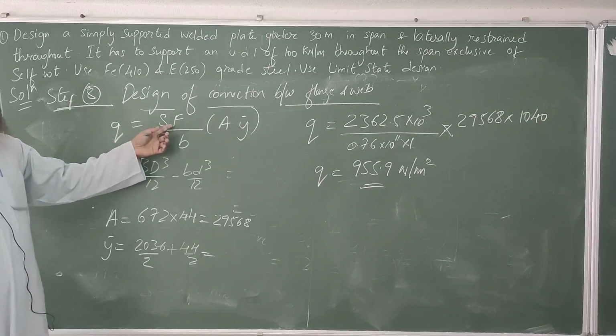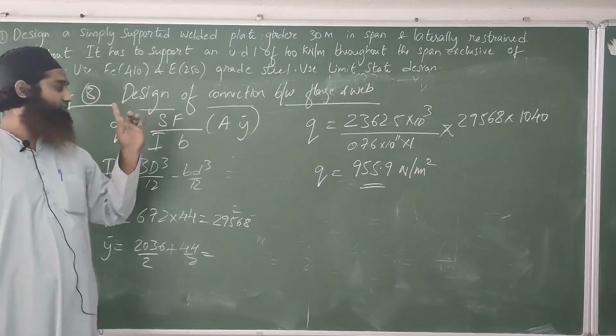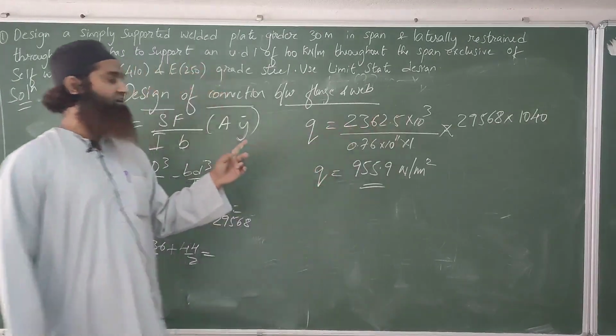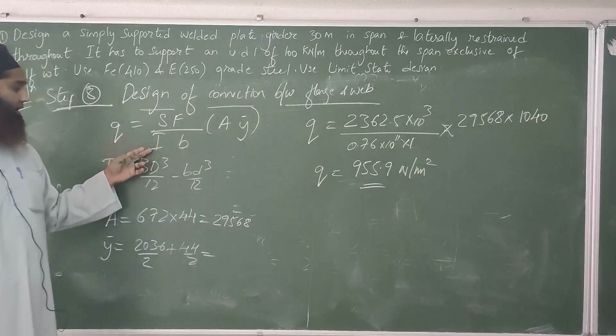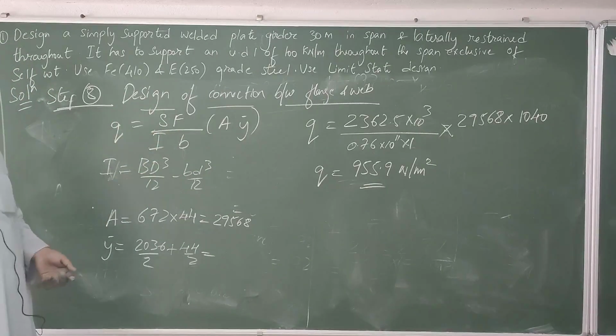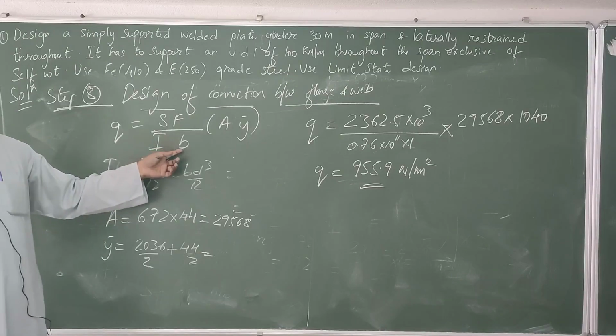This is the VU that we had calculated in the first step, the maximum shear force, which I have substituted here, 2362.5 into 10 cube. I have converted it into Newton. I is the moment of inertia which we have calculated from the figure you had seen there, and B is 1 mm. We'll be seeing for 1 mm.